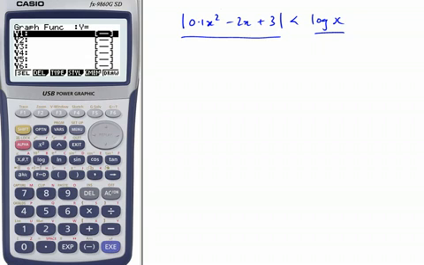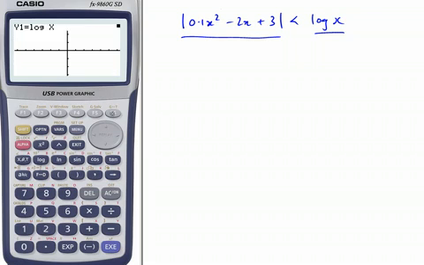Let's put in log x, and let's put in this value. Now how do we do that? Press options and you'll get the option to press number. Inside number you get the absolute function, which of course is the positive value of anything we input. So we put 0.1 x squared minus 2 lots of x plus 3, close brackets, and now we'll plot both of those.